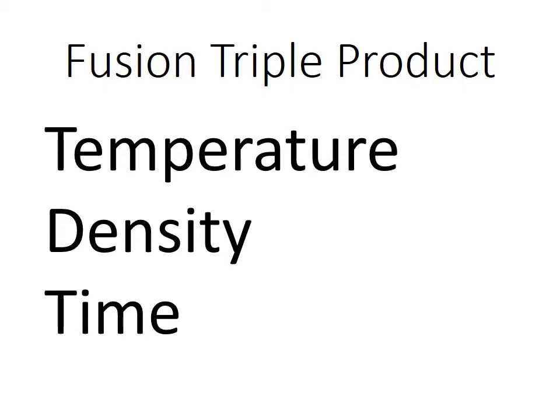In nuclear fusion, there is something called the triple fusion product. Physicists combine three parameters of temperature, density, and time. When we multiply these together, we get the triple fusion product. At certain values of this, the reactor becomes self-sustaining and the heat generated by the reaction is enough to keep the plasma hot, so the external heating systems can be turned off.